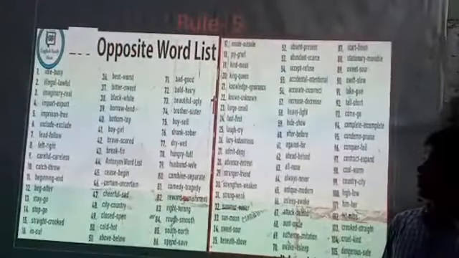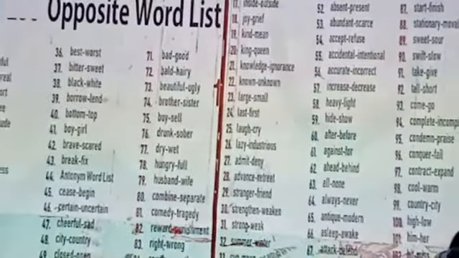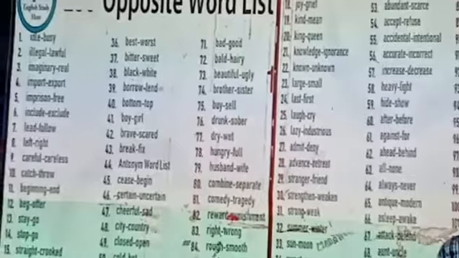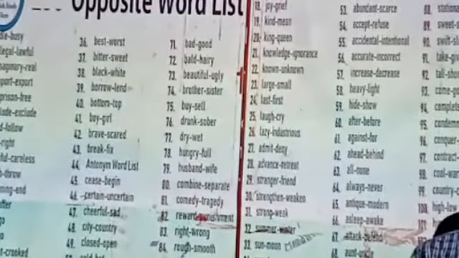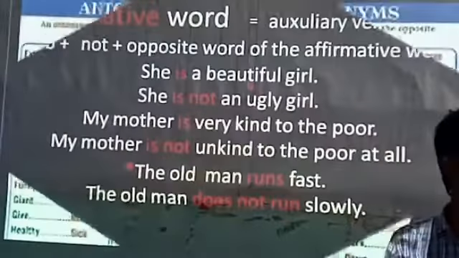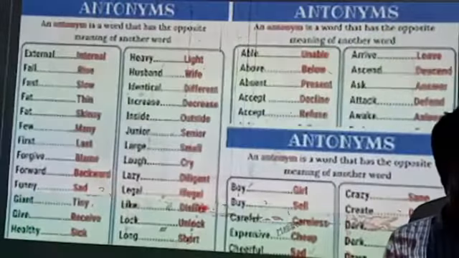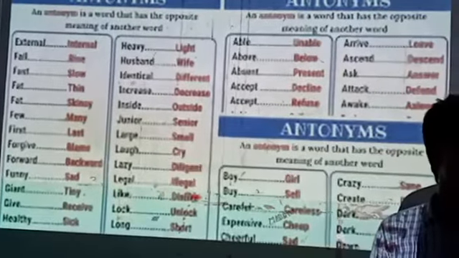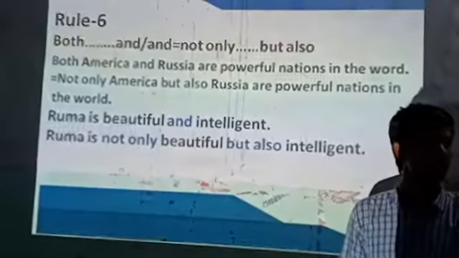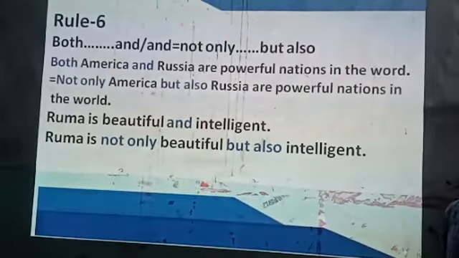So dear students, here is a list of some opposite words. I think these will help you to transform the sentence from affirmative to negative. Here is also a list of opposite words. So dear students, come to rule 6.